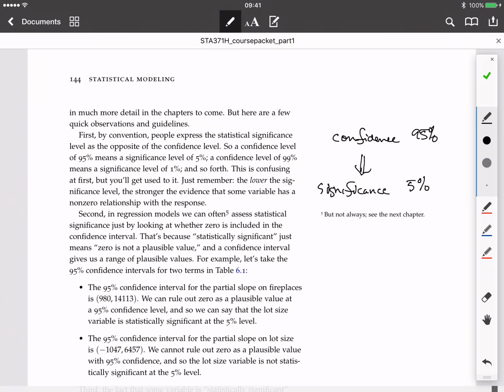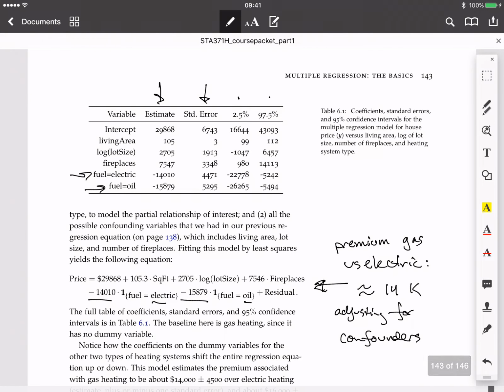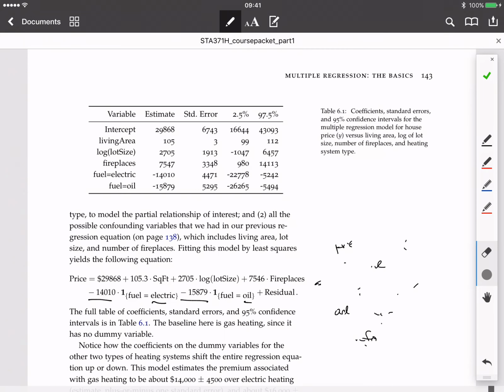Second, in multiple regression models, we can often, in many cases, just assess statistical significance by looking at whether 0 is included in the confidence interval. And the reason is that all that statistically significant means is that 0 is not a plausible value. And because a confidence interval is giving us a range of plausible values, we can just read off directly whether 0 is in the interval. So let's take two 95% confidence intervals for the terms in this table back up here, and let me erase all of the associated gunk up here.